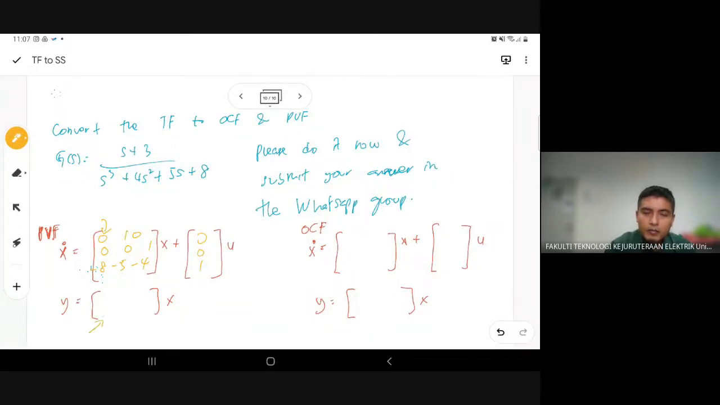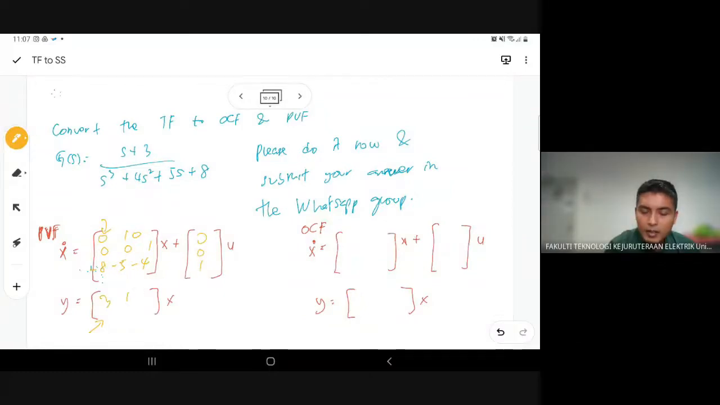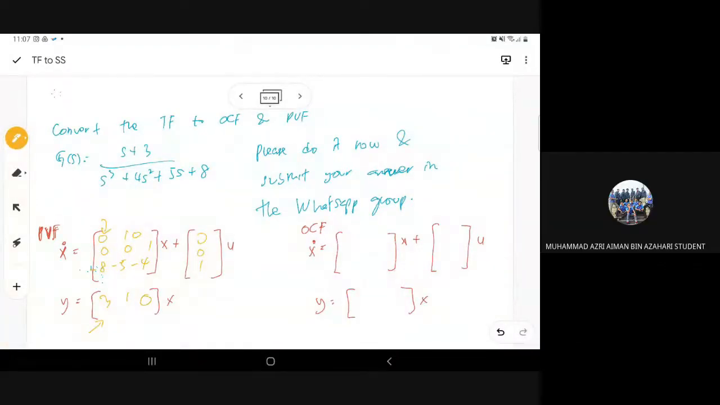At this part, for the C matrix: 1, yep, once again, 3, 1, and it must have another 0. So 0, 3, 1, 0. Okay.